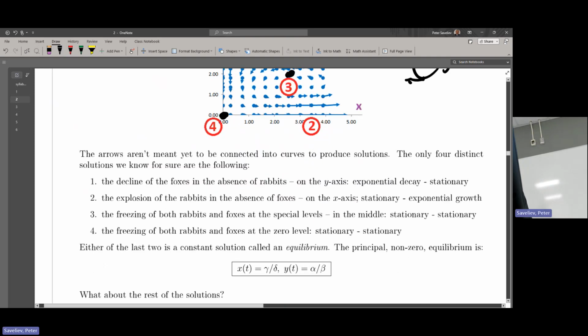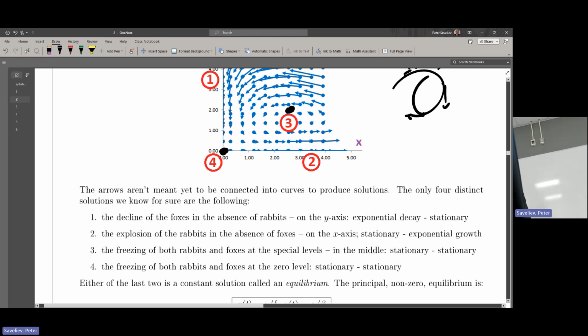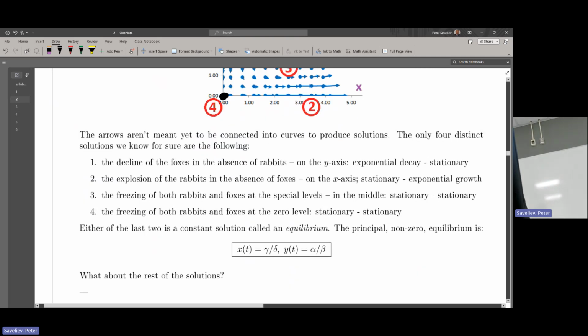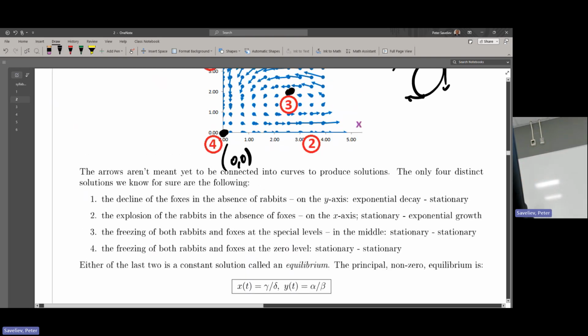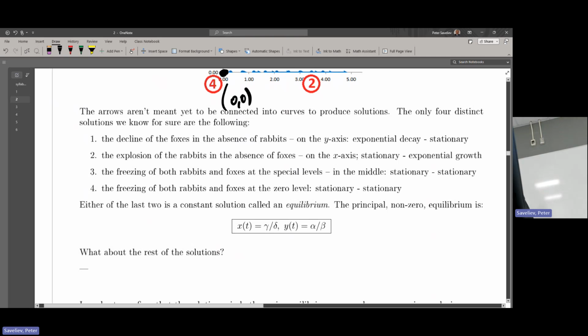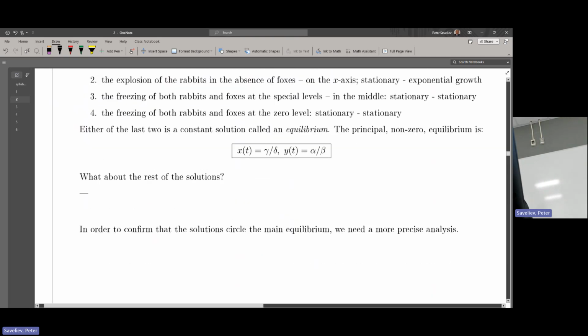Once again, it's an equilibrium. These two red-black dots are the two equilibria. So (0, 0) in one case, this is (0, 0) right here, and (gamma over delta, alpha over beta) is that number three over here, where once again everything is stationary.